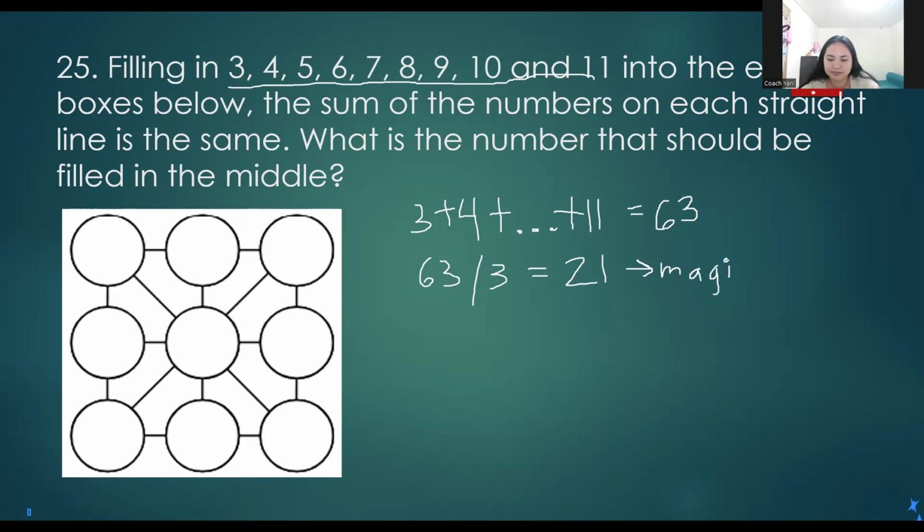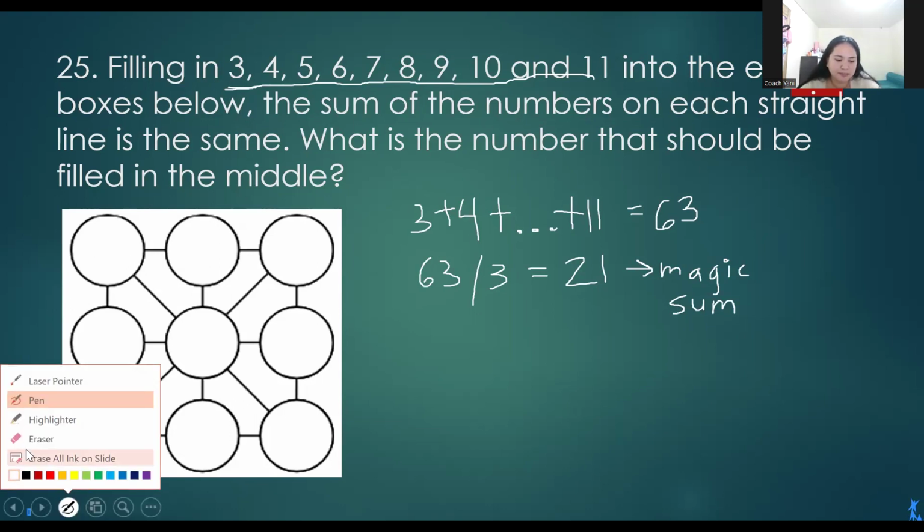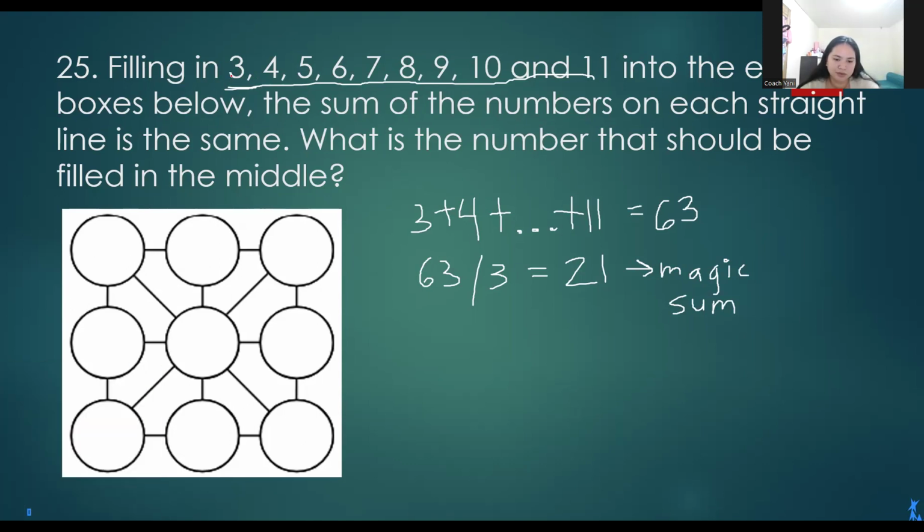Magic sum. So what's the next step? The next step is you find the middle number between these numbers. So what's the middle number? So you have 9 terms. What's the middle number between 3, 4, 5, 6, 7, 8, 9, 10, 11? What do you think is the middle number?